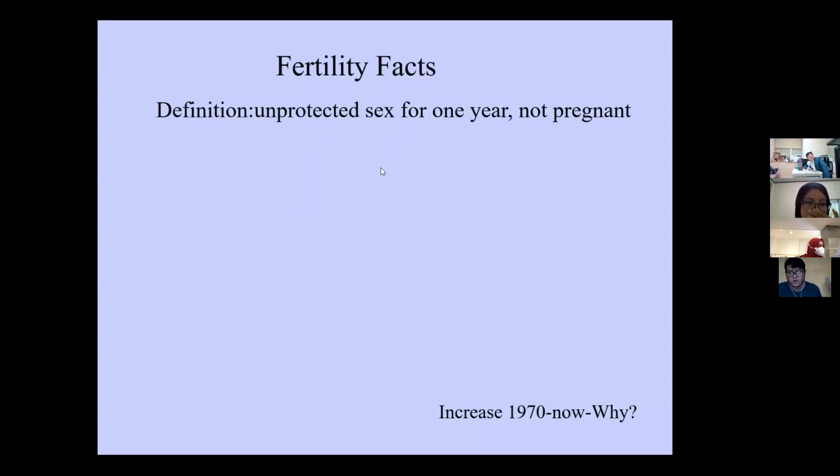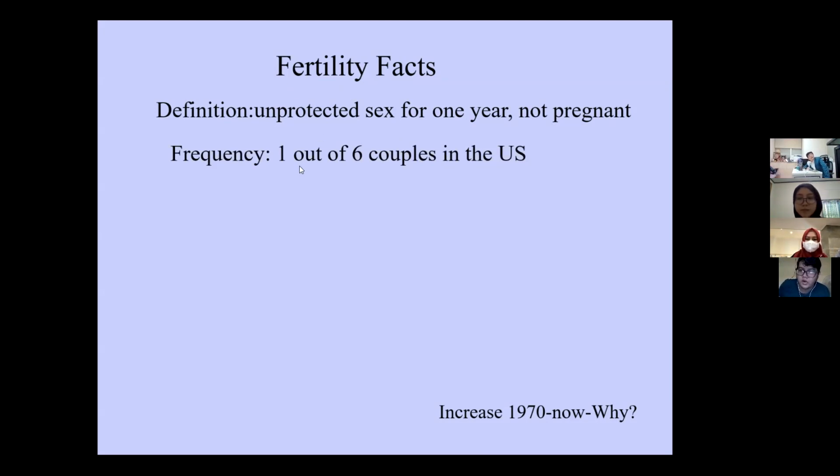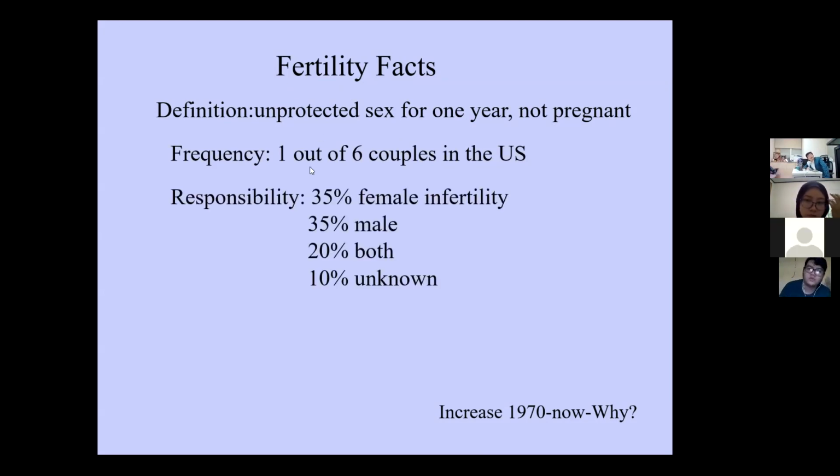fertility facts. If you have unprotected sex for 1 year and no pregnancy, then we call it infertility. Generally, 1 out of 6 in the United States. And we cannot blame the female, because the female accounts for only 1/3, the male another 1/3, and both is 20%. We have 10% where we cannot find the etiology. We cannot find the reason why there's infertility. So we cannot blame our female partner.